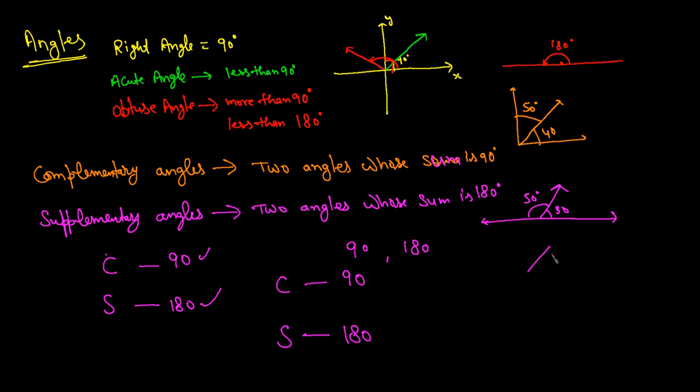The sum of angles in a triangle. Let's say this is A, this is B, and this is C. The sum of angles in a triangle is equal to 180 degrees. And if we have a circle, a complete circle, there are 360 degrees in a circle. And a straight line, I already said, makes an angle of 180 degrees.